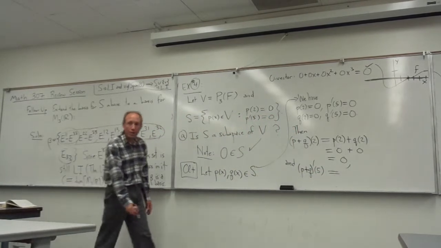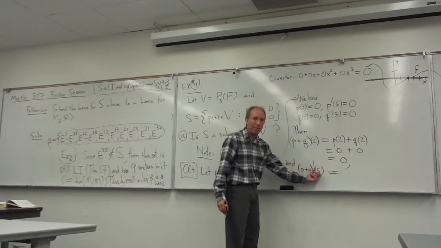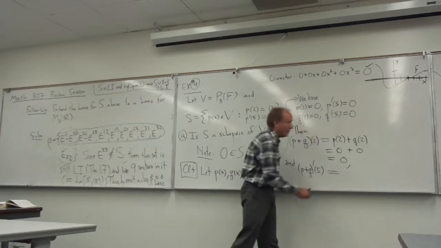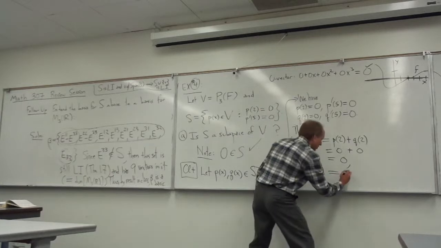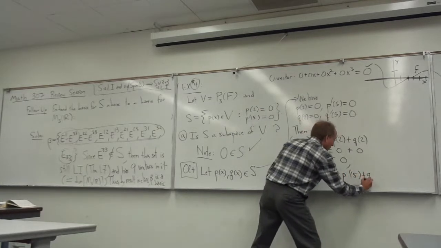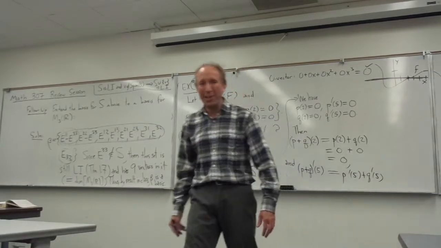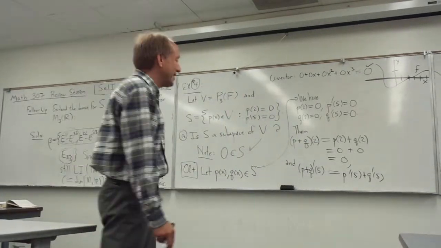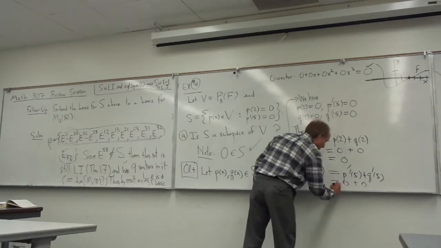So if I take the derivative of P plus Q and then plug in 5, how can I break that down? Jennifer? Right, P prime of 5 plus Q prime of 5. Works the same way. Derivatives respect addition, which is a beautiful thing. So you can differentiate separately, and that's just 0 plus 0, which is still 0.